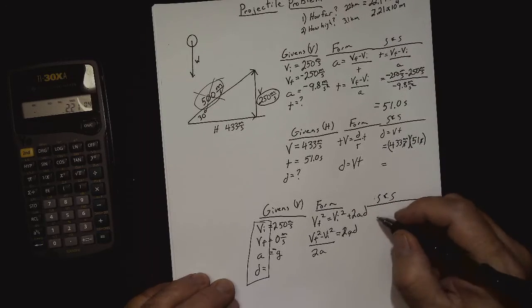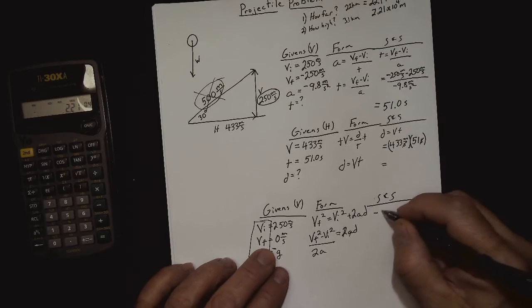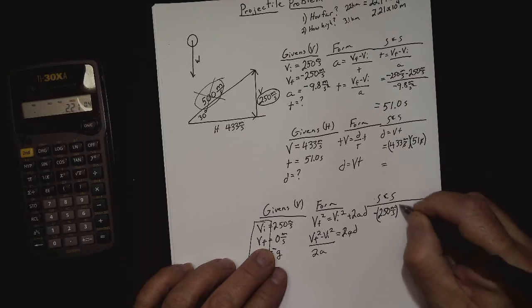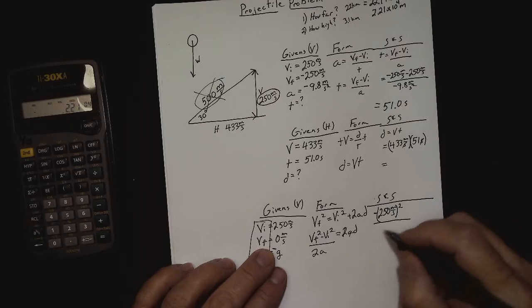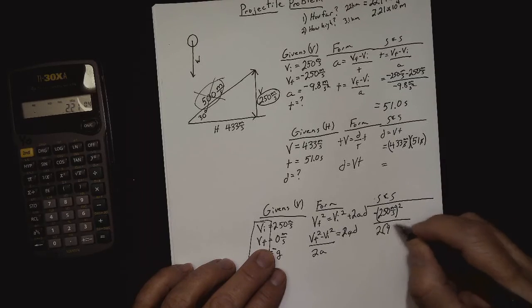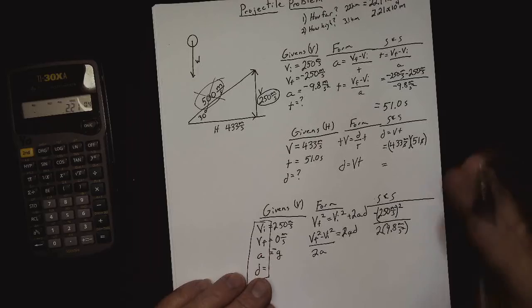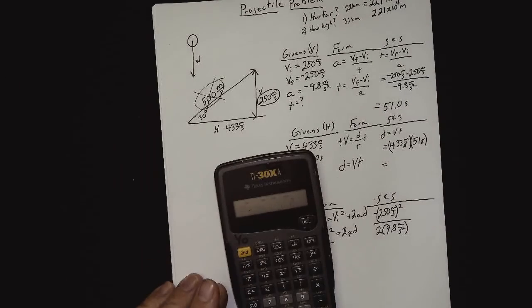So what do we have? Well, VF is 0, so we have a negative 250 meters per second quantity squared divided by 2 times negative 9.8 meters per second squared. Right, so we see the negatives are going to cancel out here. Happy days. So we can just do this.